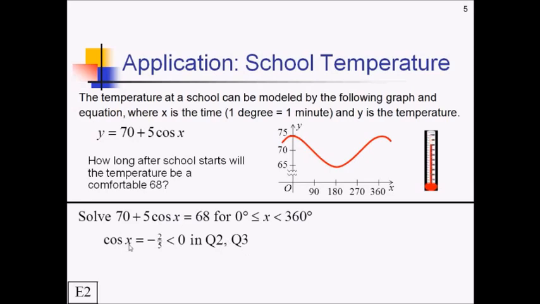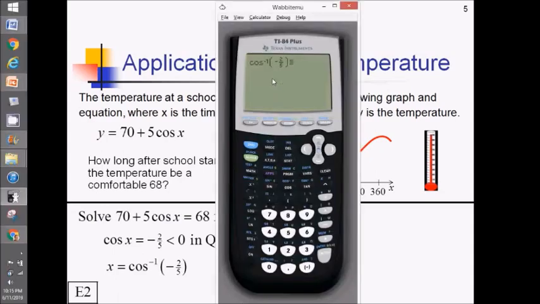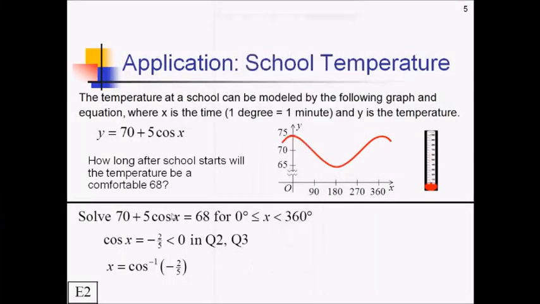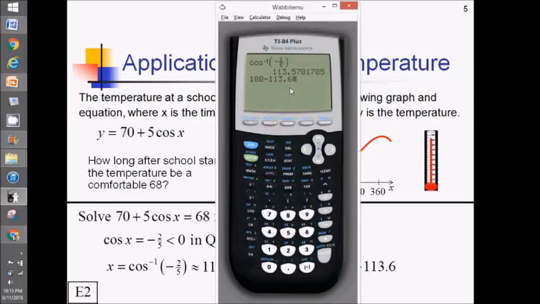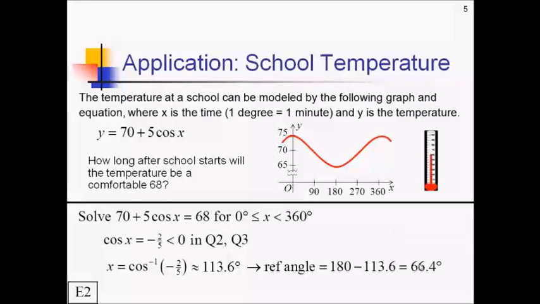Let's do inverse cosine now to get a value for x. Let's do the calculator. So here we go. Second cosine, plugging in that fraction, gives us 113.6 degrees. Now again, we want to get a reference angle out of this so that we can get quadrant 2 and 3 answers. So we're going to do 180 minus 113.6. Let's do that on the calculator. And that comes out to 66.4 degrees. So there's our reference angle.